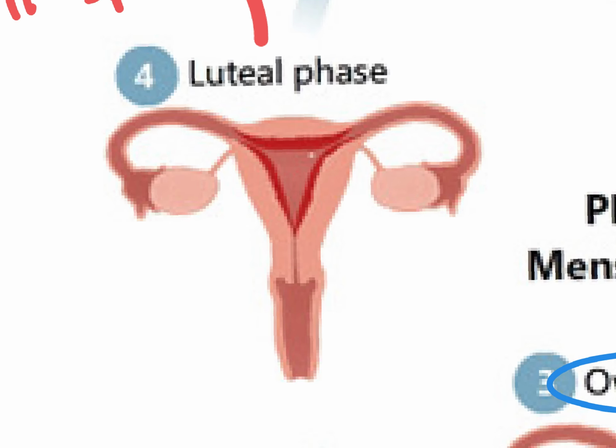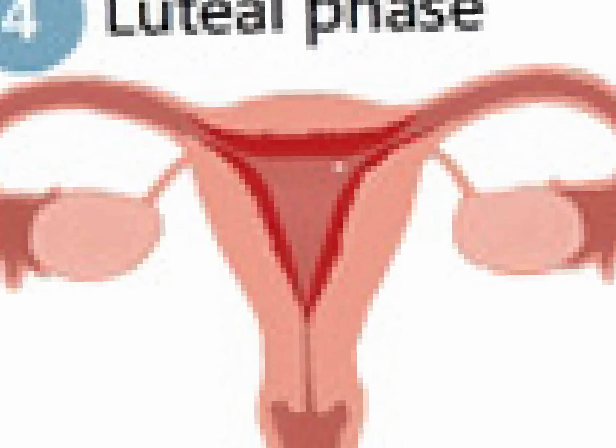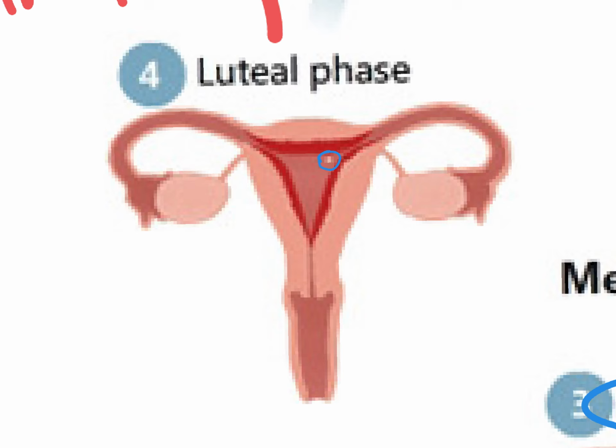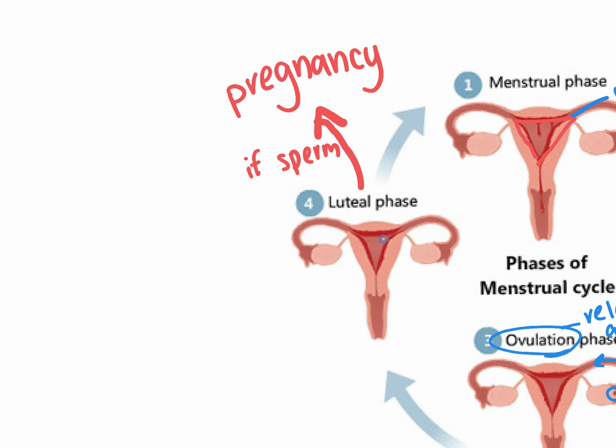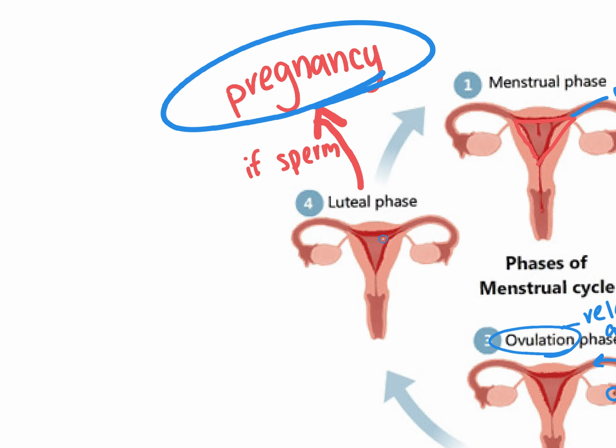This is the phase when implantation would occur. So we can see now that that egg is in the uterus. So if that egg had been fertilized during the ovulation phase, that would mean we're getting a pregnancy. If that egg was not fertilized, now we're going to go back up to the top and shed that uterine lining over again.